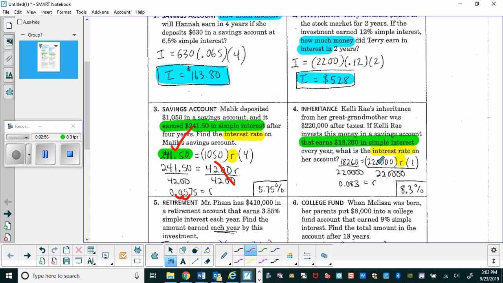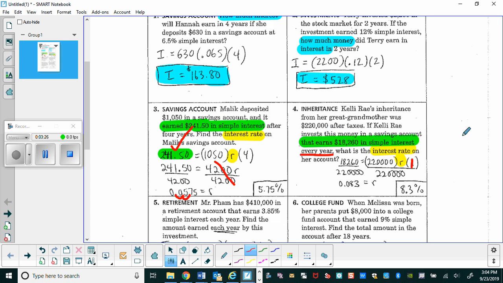So for the next one, again, if it gives you interest, you're plugging it in on this side. It tells you how much interest here was earned. You've got the principal amount. We're solving for R, and this time it just says Kelly Ray's inheritance was from her great mother's account, and it just says every year right here. And so for 1 year, we can see right there that it's going to be, when we divide, 0.083. And when you move the decimal over, we get an 8.3% interest rate.